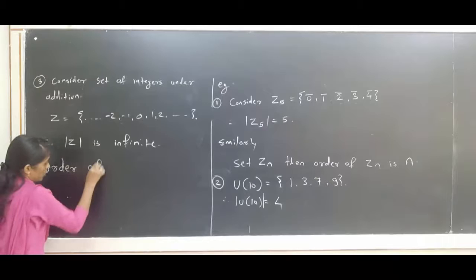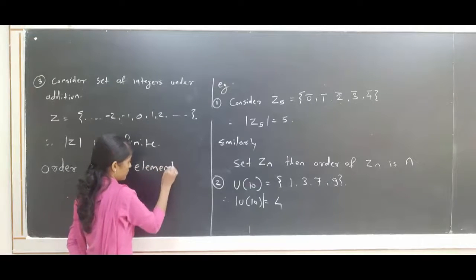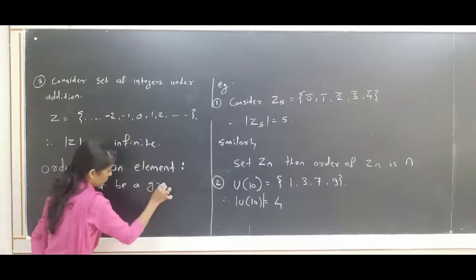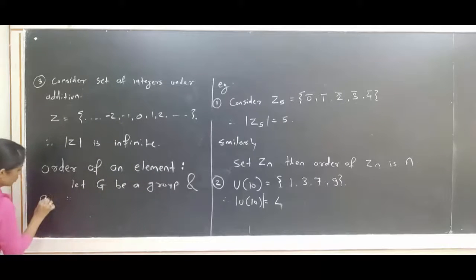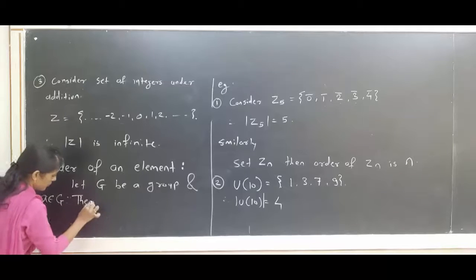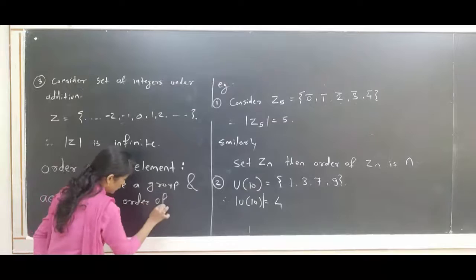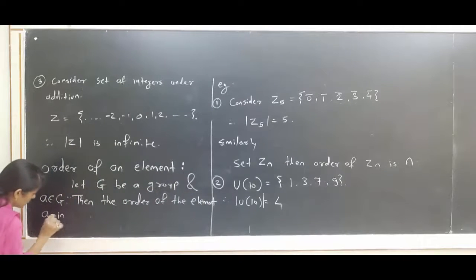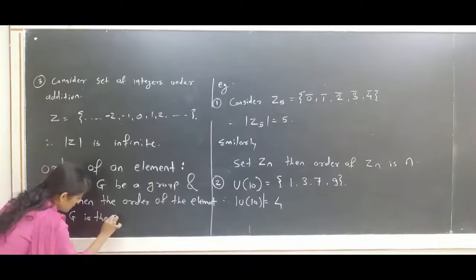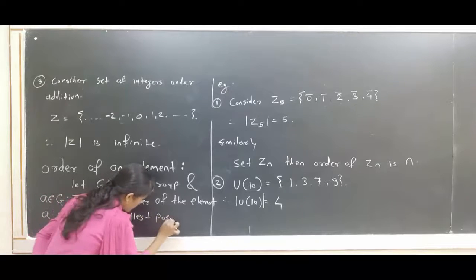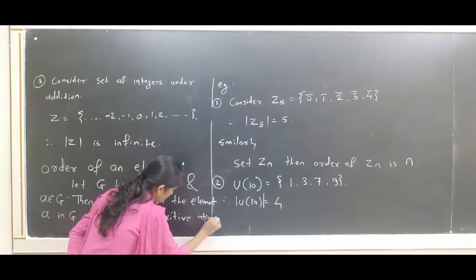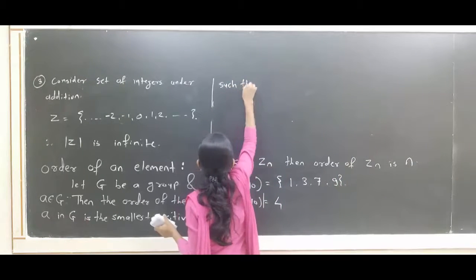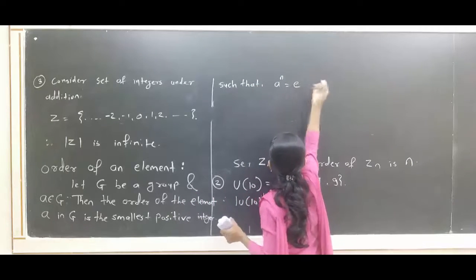Order of an element. So definition: let G be a group and a belongs to group G. Then the order of the element a in G is the smallest positive integer n such that a raised to n is equal to e.